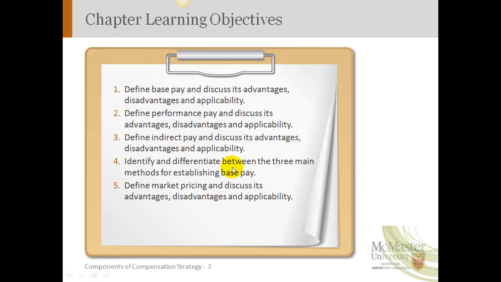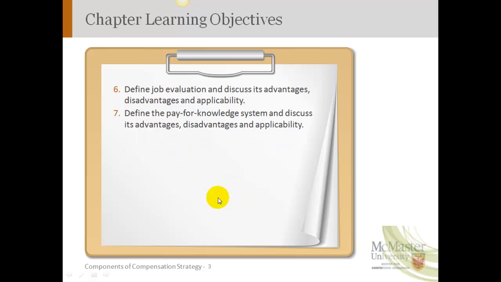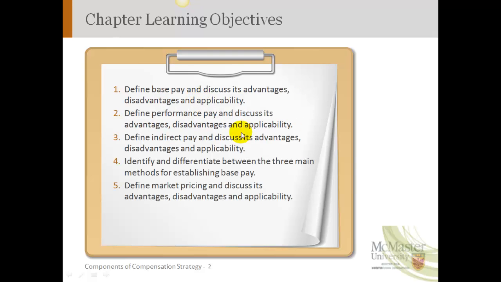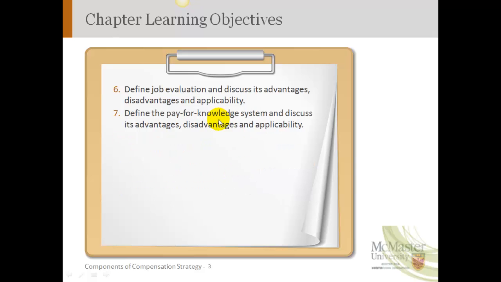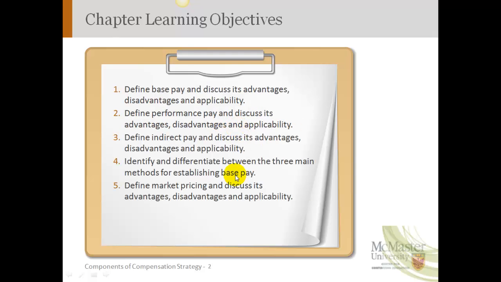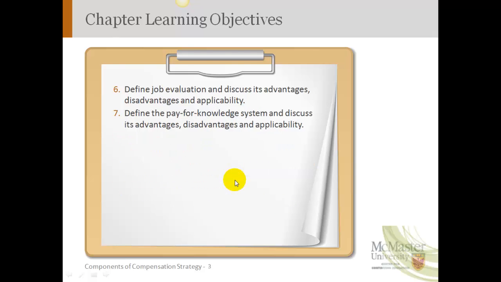We're going to differentiate between three main methods for establishing base pay. And one of those methods is market pricing, and we'll discuss advantages and disadvantages of that. Job evaluation, which is again one of the other three main methods for establishing base pay. And then we'll also look at pay for knowledge and skill systems and look at their advantages and disadvantages, as they are another way to establish compensation.